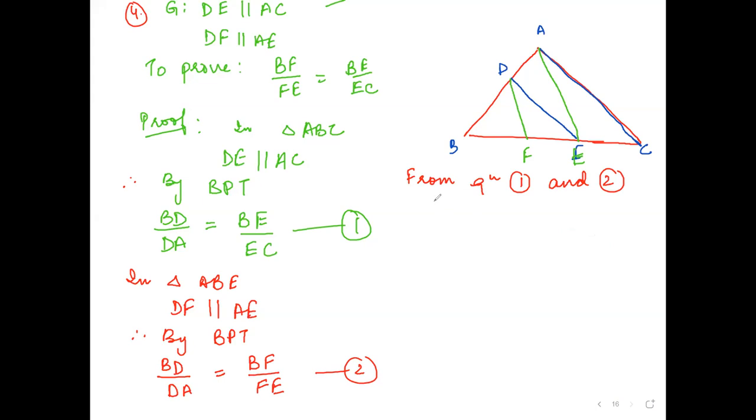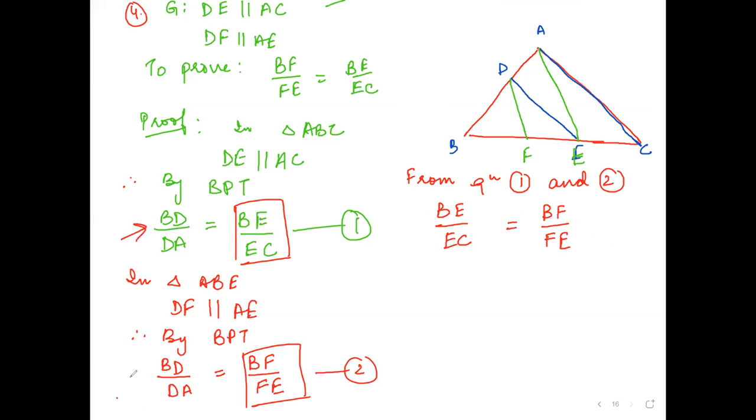From equation 1 and 2, BE upon EC will be equal to BF upon FE. Is this clear? Both the right hand sides I'm equating because the left hand side is equal. So that means their RHS is also equal. So this is also BD by DA.